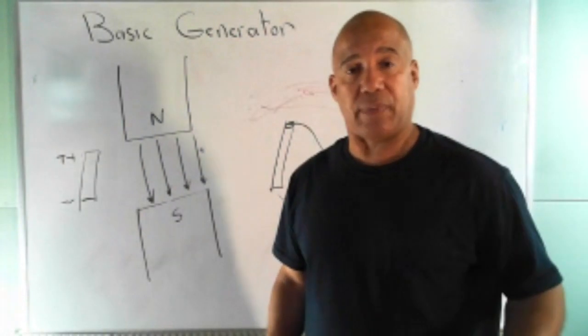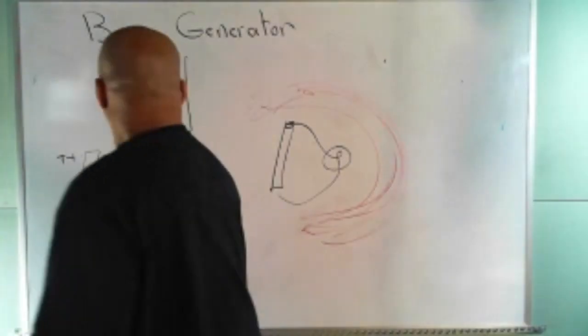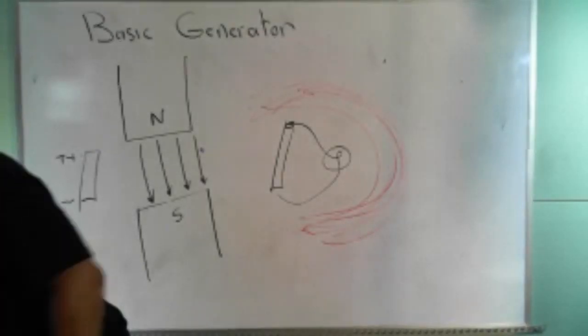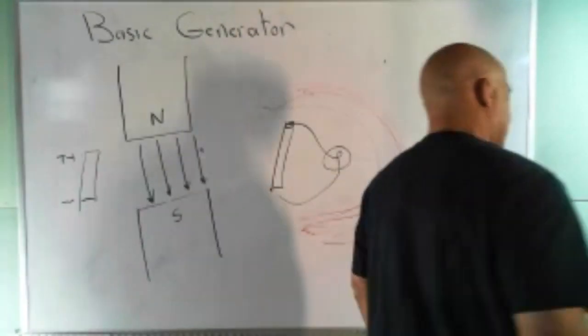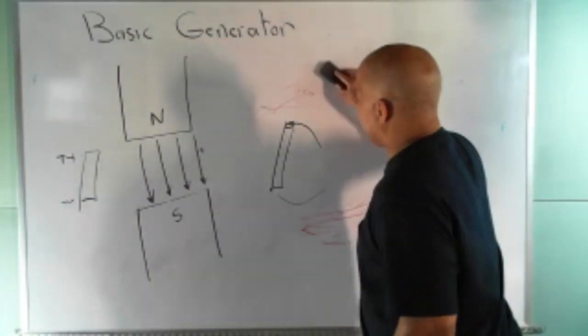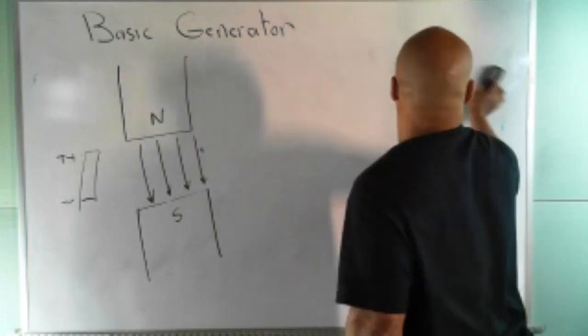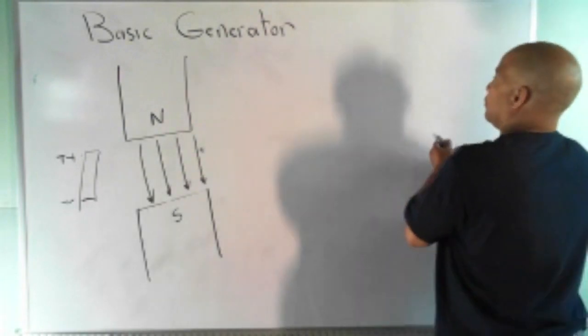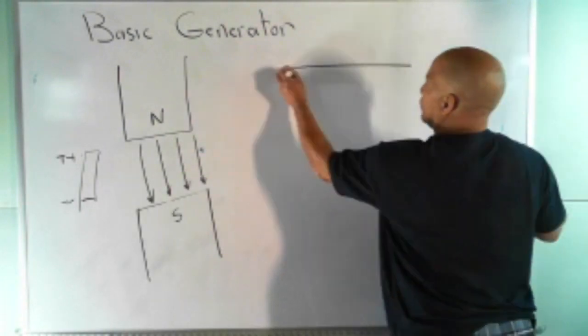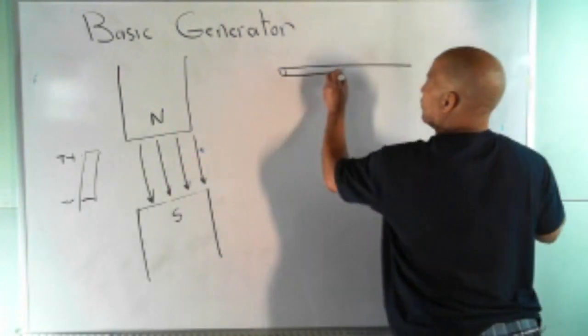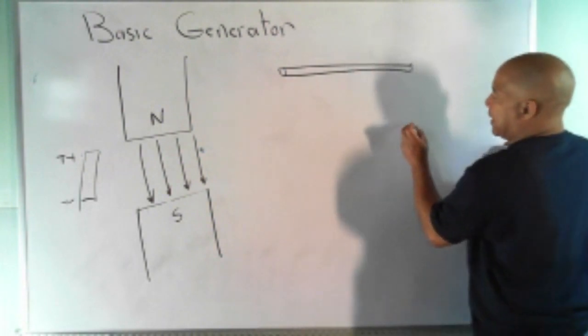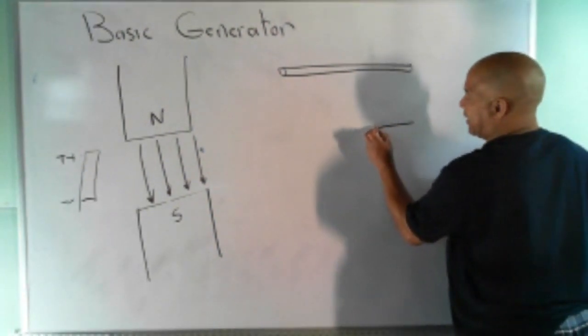So what they do, instead of having a straight conductor, what's done in the generator is they bend the conductor into a coil. So they take that straight conductor and they bend it into a coil like this.